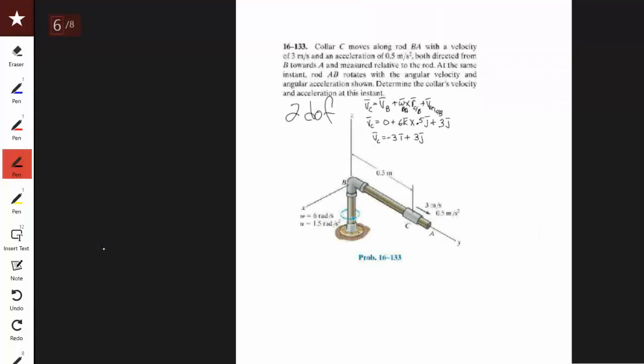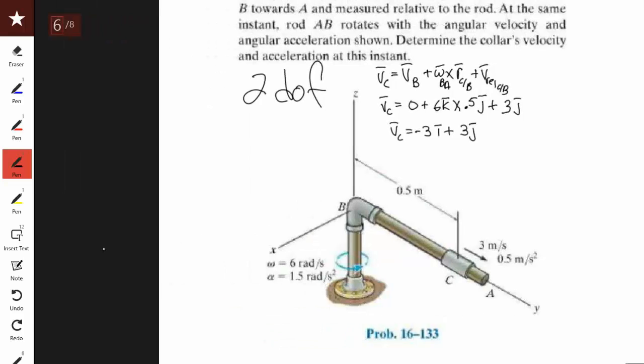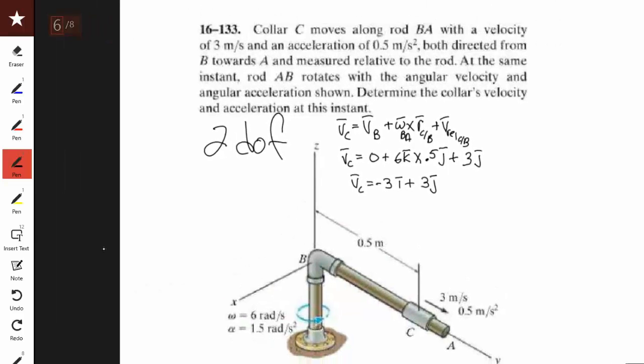Okay, I've been asked to do this particular problem, and started it out, so we'll do the velocity and the acceleration of both. First thing to realize is that this is a 2 degree of freedom system. If you look down from the top, you have this pipe, and the bent pipe, and it's rotating around the z-axis. And then on the pipe there's a collar which is being moved out from point B to point A.